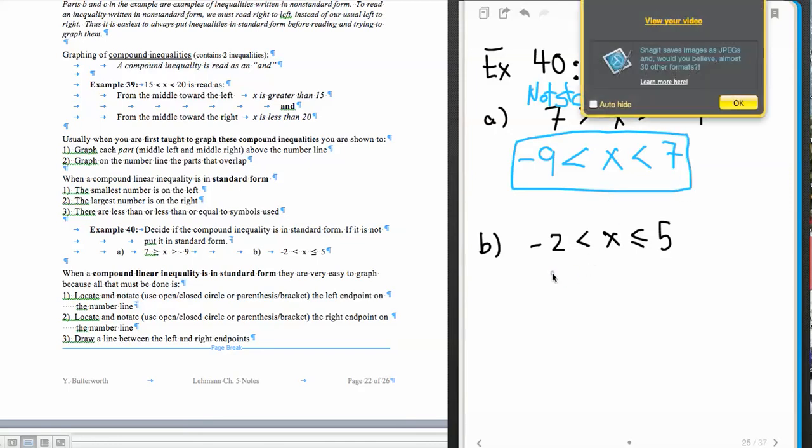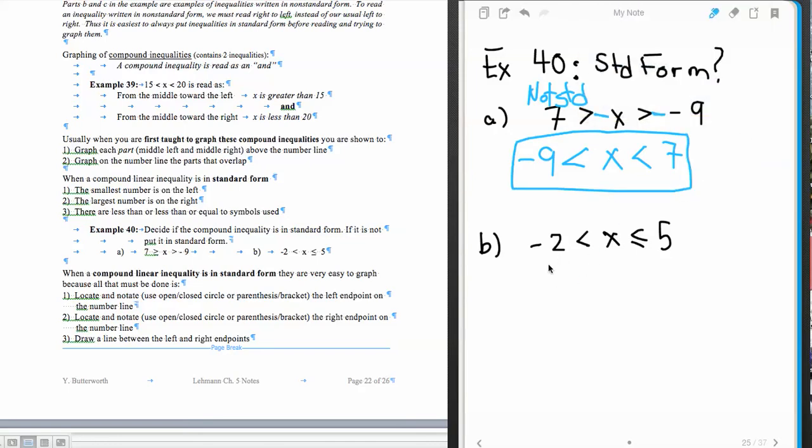Now, looking at part B of number 40 here, we have a -2 and a +5. The -2 is on the left, the +5 is on the right, and I notice that both the inequalities are less thans of some sort. And so this one is in standard form, and I don't have to do anything with that. So that one is finished.